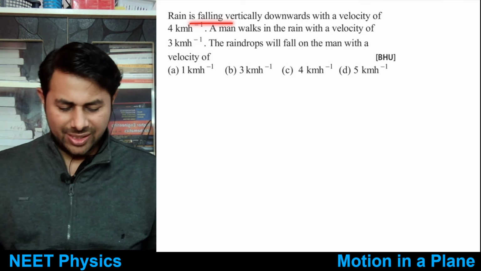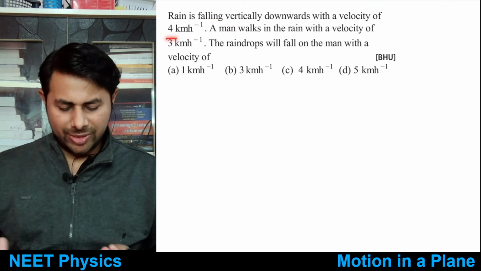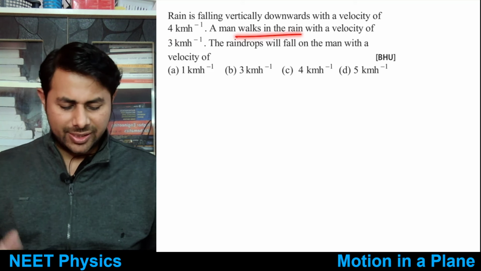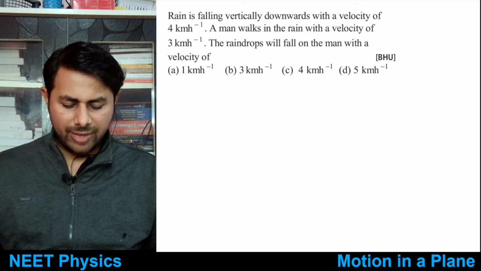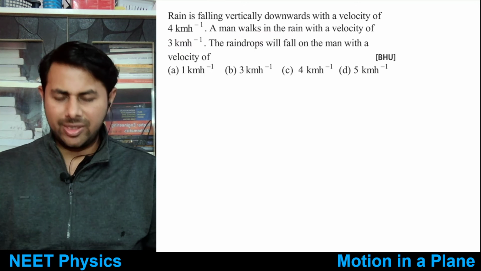Rain is falling vertically downwards with a velocity of 4 kilometers per hour. A man walks in rain with the velocity of 3 kilometers per hour. The raindrops will fall on the man with the velocity of, tell me.